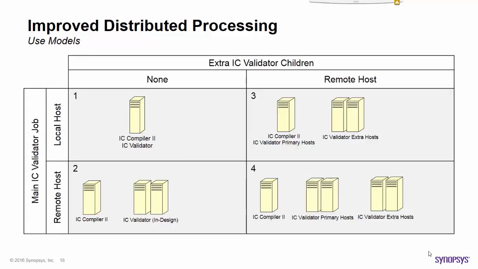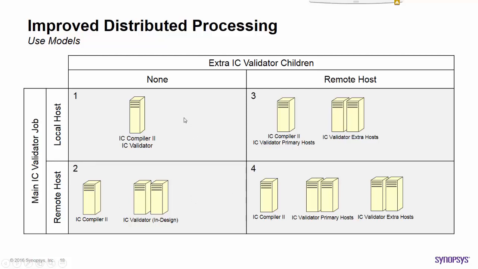Use models. As shown in the slide, there are 4 different use models, and we will go into each one in detail. These 4 different usage models are differentiated by 2 different criteria. Use models number 1 and 3 have IC Validator running on the same host as IC Compiler 2. This is shown in the first row of the slide. Use models number 2 and number 4 have IC Validator running on different hosts. This is shown in the second row.